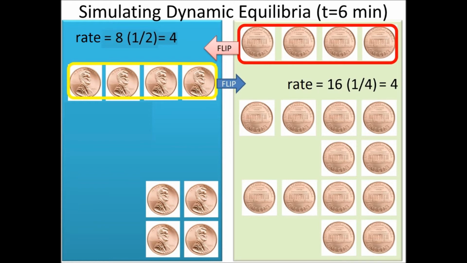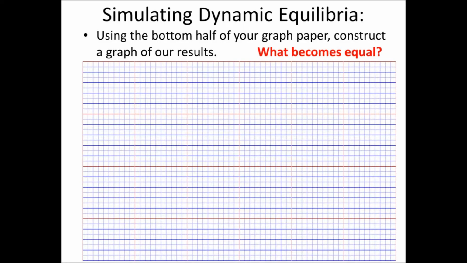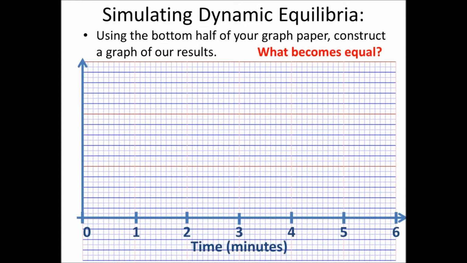To visualize the concentration of state A and state B versus time, we can construct a graph of our data. Since time is the independent variable, plot it on the x-axis. Since concentration is the dependent variable, plot it on the y-axis.